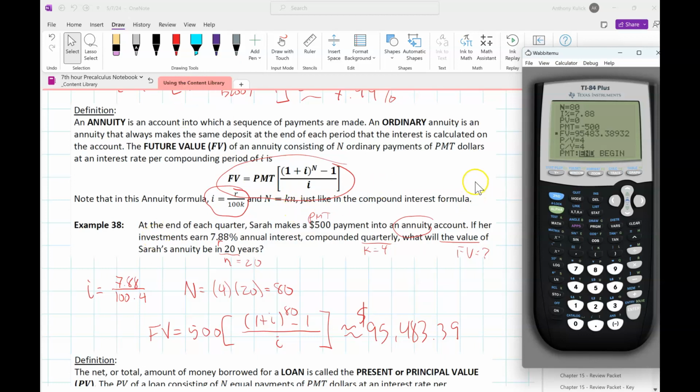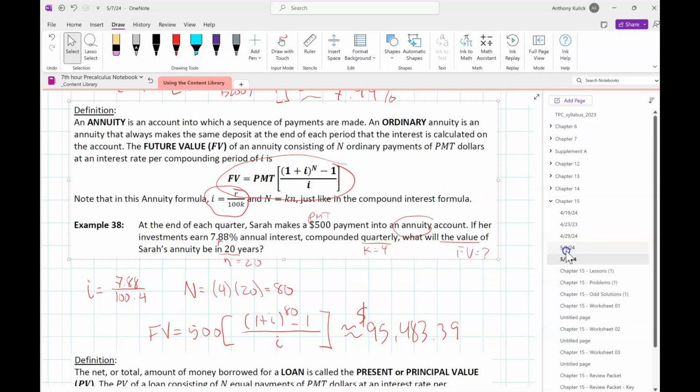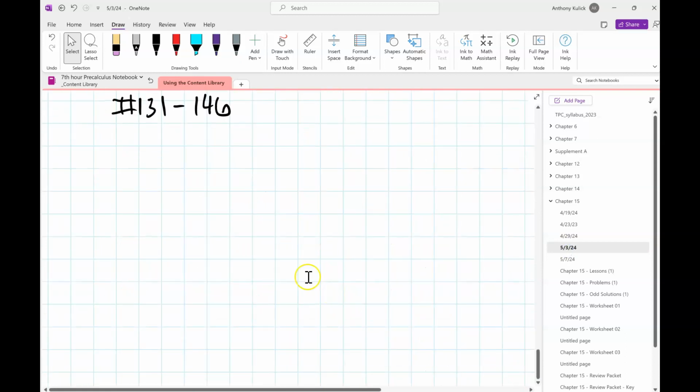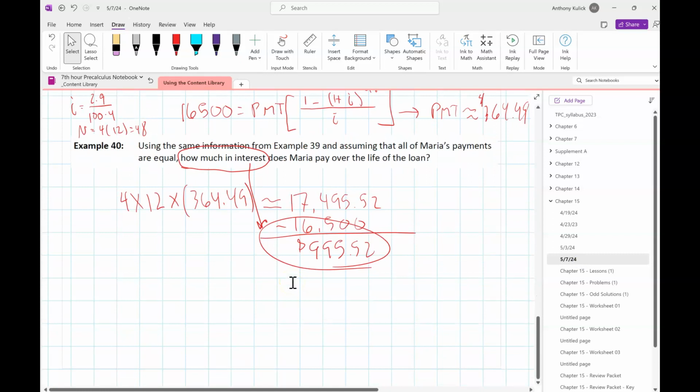At this point, we're finished up. You guys should be able to do the rest of the homework, 147 through 184.